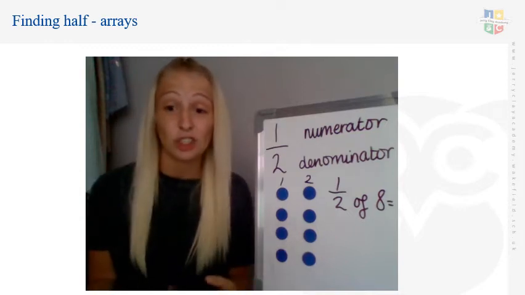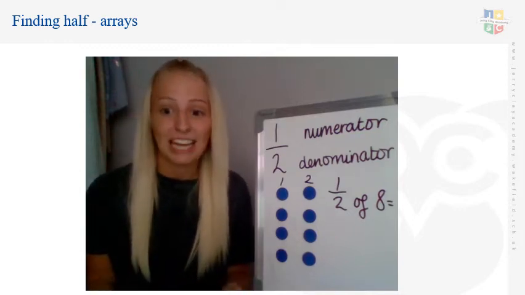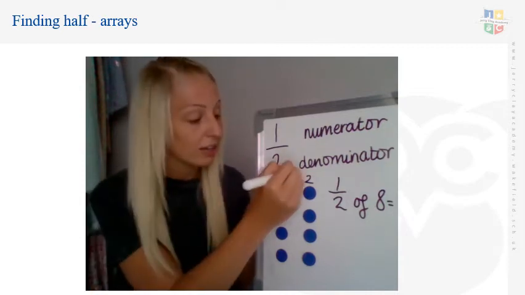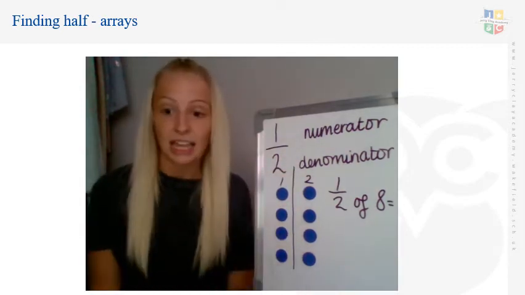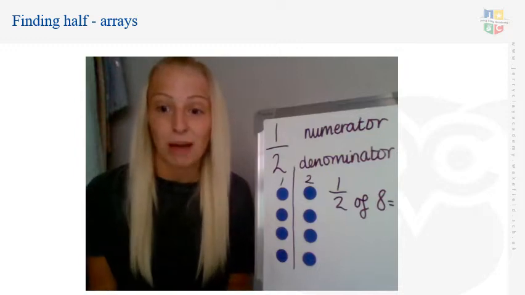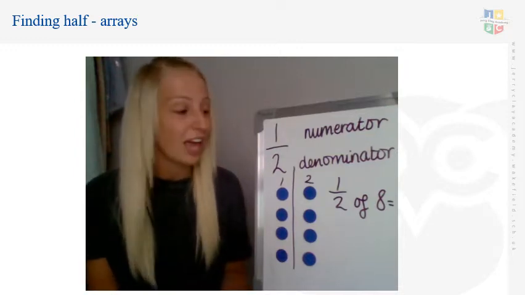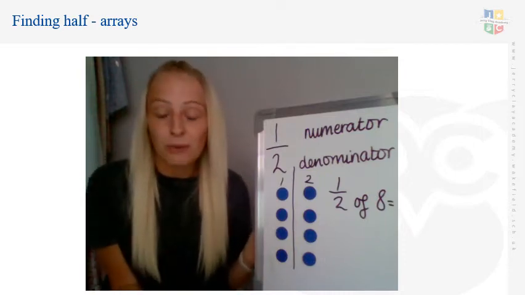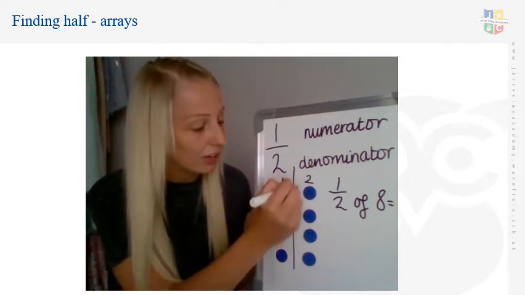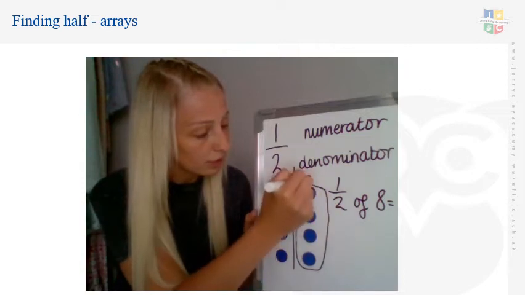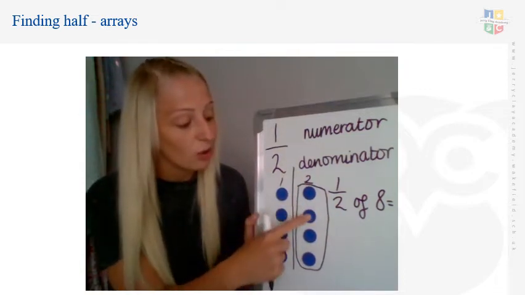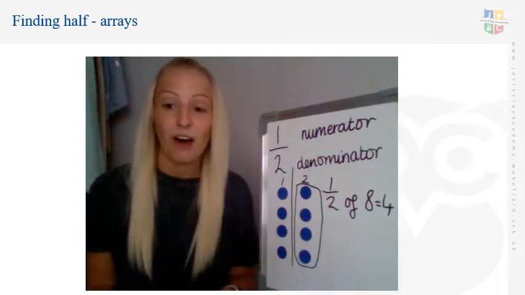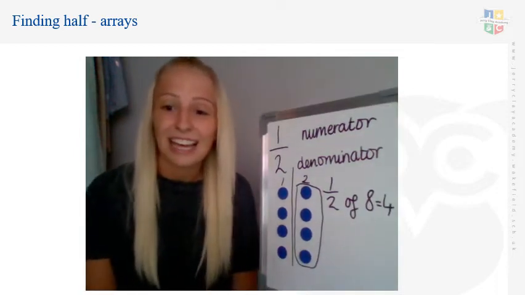So there I can see 2 equal groups already, really easy and really quickly. I don't need to share them out because we're already in 2 equal groups. To look at 1/2, I only want to look at 1. It doesn't matter which one because they're both the same. If I look at this one, which is 1/2, half of 8 is 1, 2, 3, 4. So that's a really simple way of using arrays to find halves nice and quickly.